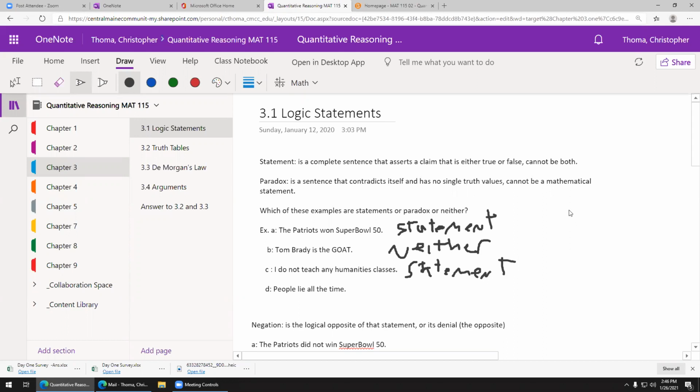Now the last one is a paradox. Does anyone see why that is a paradox? How does it contradict itself? Word all. All? Okay, yes, the all is definitely part of the issue, right? So the reason this is a paradox, unless someone else wants to explain it, I'll wait a minute to see if someone wants to. Is it because you're putting everybody in one group as people? Sort of.